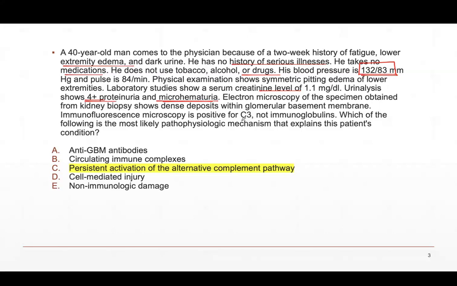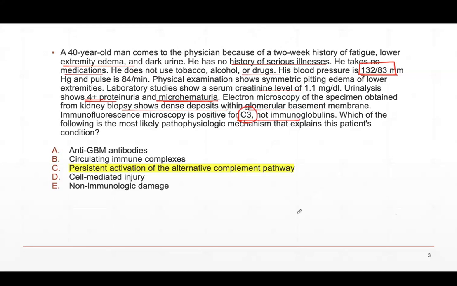So what are we dealing with here? What's coming to your mind when I tell you this went from nephritic to nephrotic? Most likely, judging from the patient's history. IgA is a good guess, right? But let's keep reading further. Here it says shows dense deposits within the glomerular basement membrane, and it's positive for C3, not immunoglobulins. So IgA is now excluded, right? Because it's an immunoglobulin. And C3 here tells you not post-strep, and not anti-GBM.